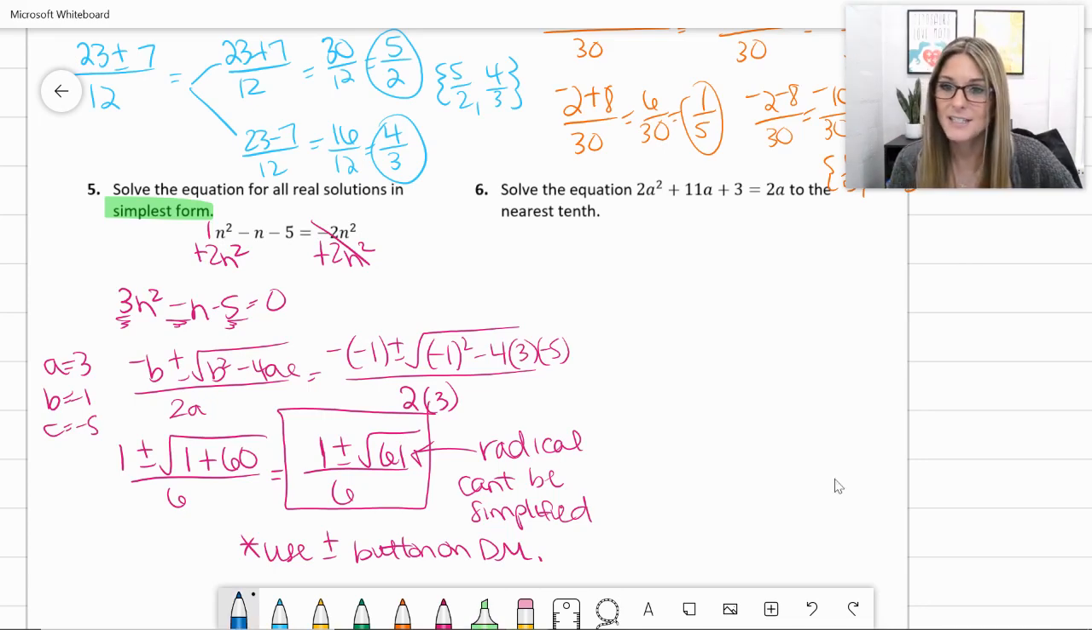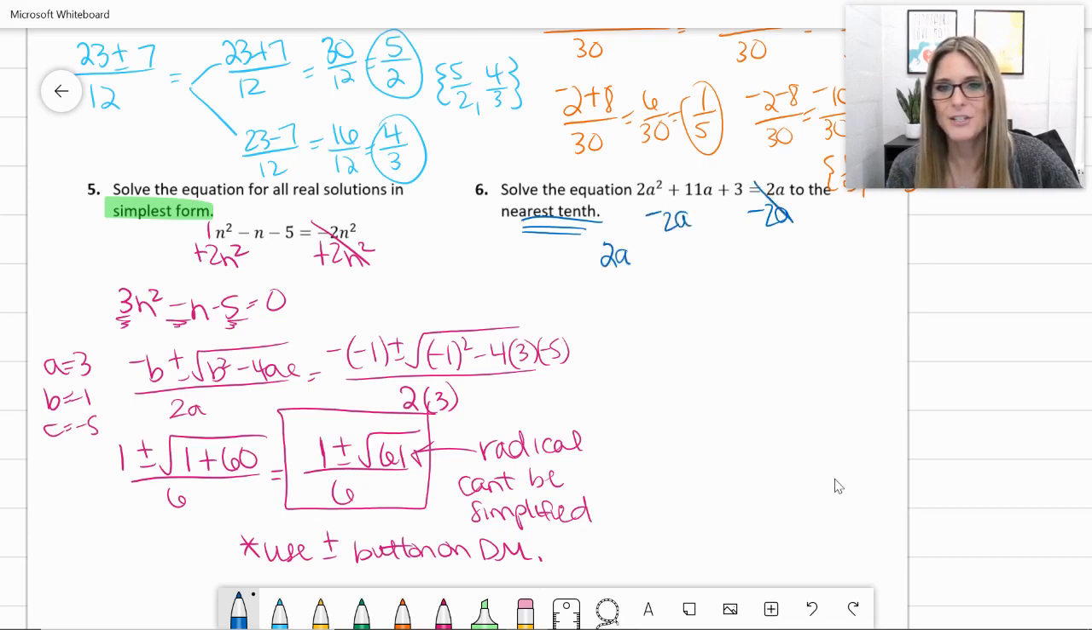On number 6, the directions read solve the equation to the nearest tenth. What kind of clue is that? We're going to end up with a decimal answer. So let's see what happens on this one. It looks like it is equal to 2a. So I'm going to subtract 2a from both sides.